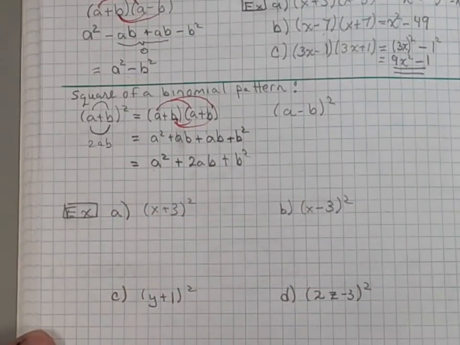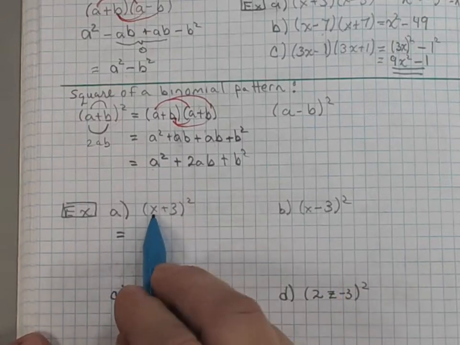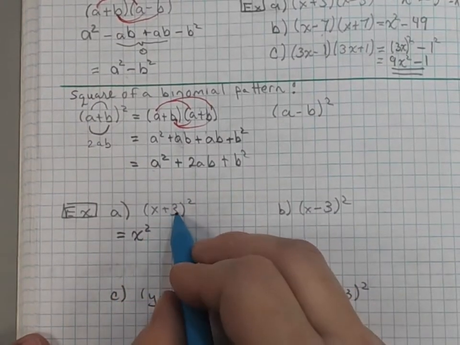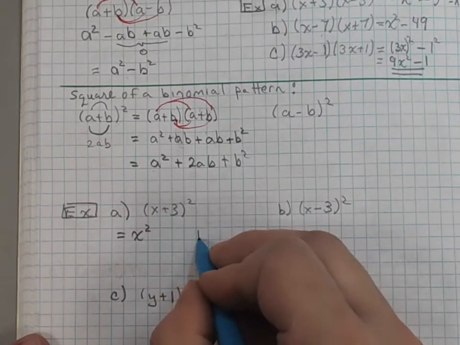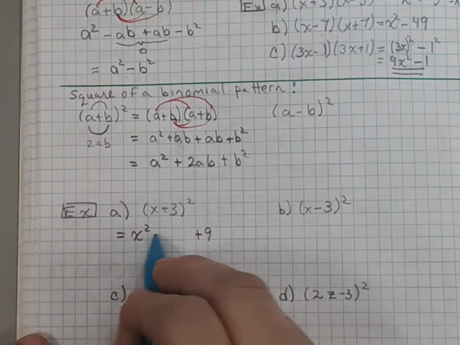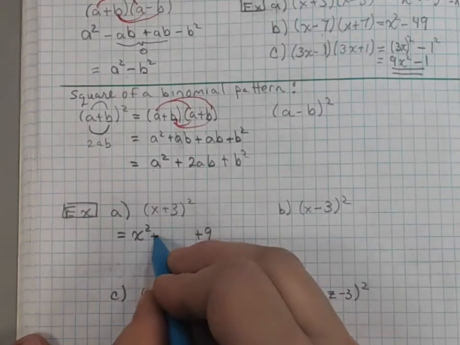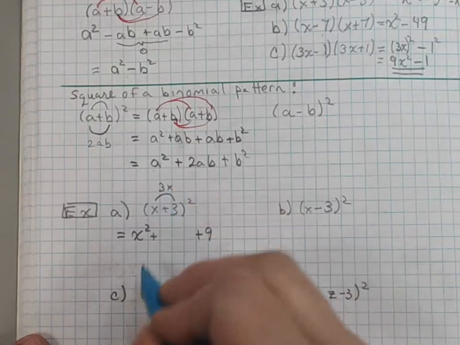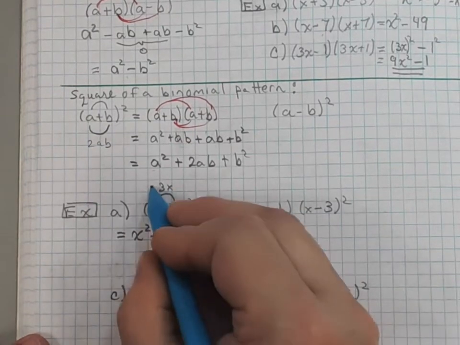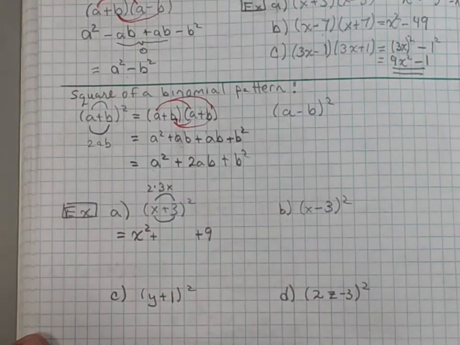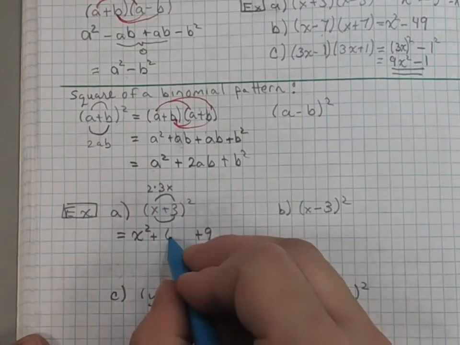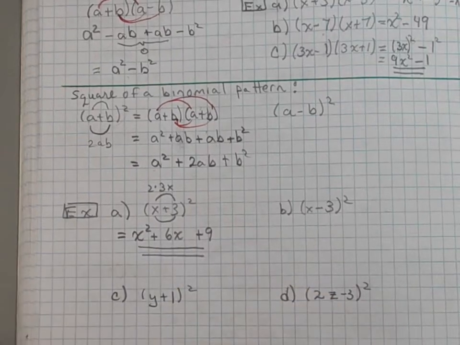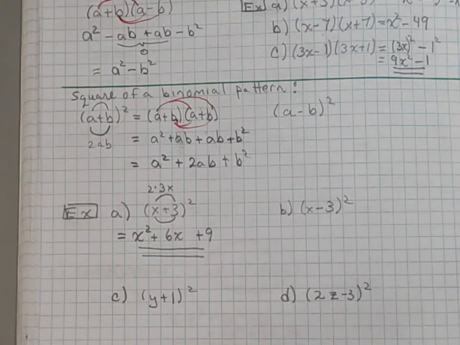X plus 3, quantity squared. So the pattern is I square the first term, I square the last term, 3 squared, so that's going to go on the end. And the middle term, since it's positive, I know it'll be plus. I'm going to multiply these two together, 3x, but I have to do it twice. So it's going to be 2 times 3x. So that's 6x. And this is my product, without having to do a box or all of the distributive property.